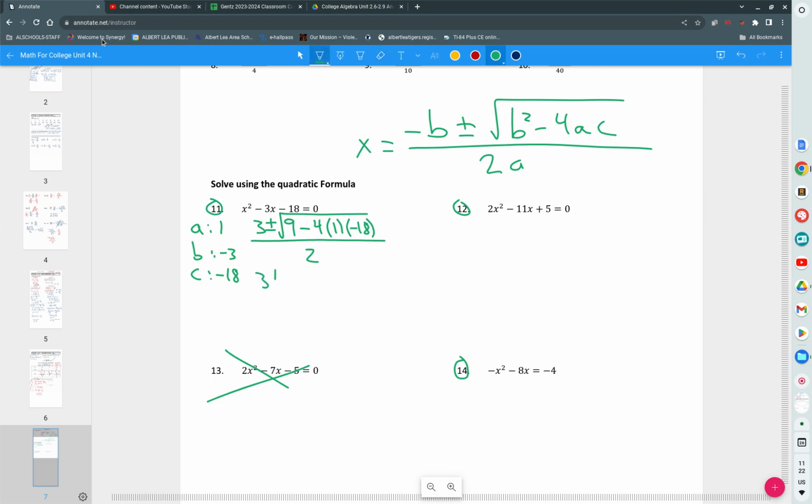So it's 3 plus or minus the square root of 9. Is it going to be 9 plus or 9 minus? 9 plus. 9 plus because the 2 negatives will cancel. I get a 9 plus. Then what's 4 times 1 times 18? 72.